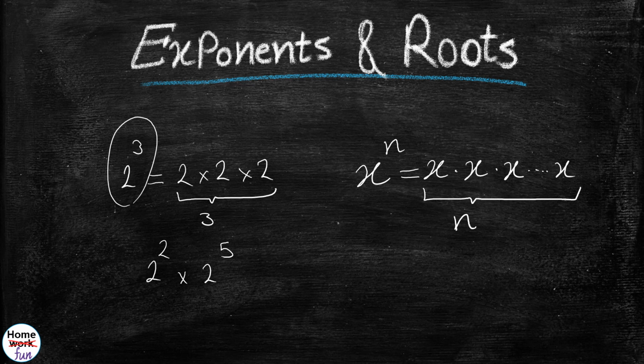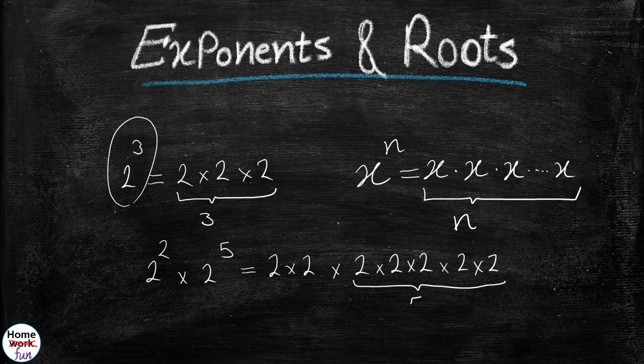So let's expand this. 2 to the power of 2 is 2 times 2, multiplied by 2 to the power of 5, which is 2 multiplied by itself 5 times. So 2 times 2 times 2 times 2 times 2. So 5 times here and 2 times here. How many times has 2 been multiplied by itself? We can show that by 2 to the power of 2 plus 5, or 2 to the power of 7.